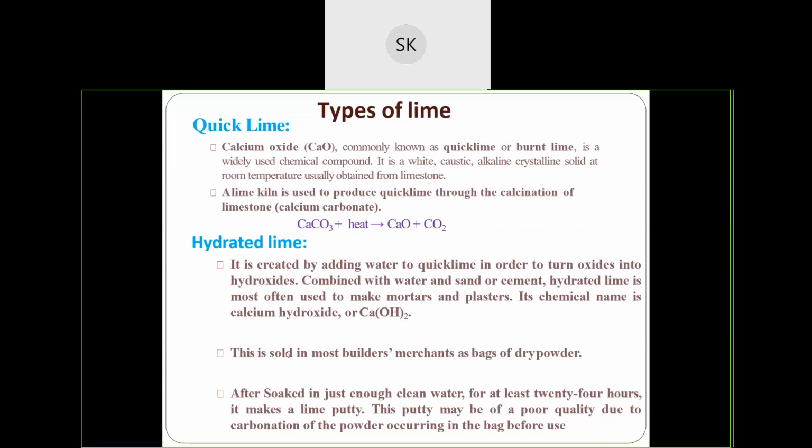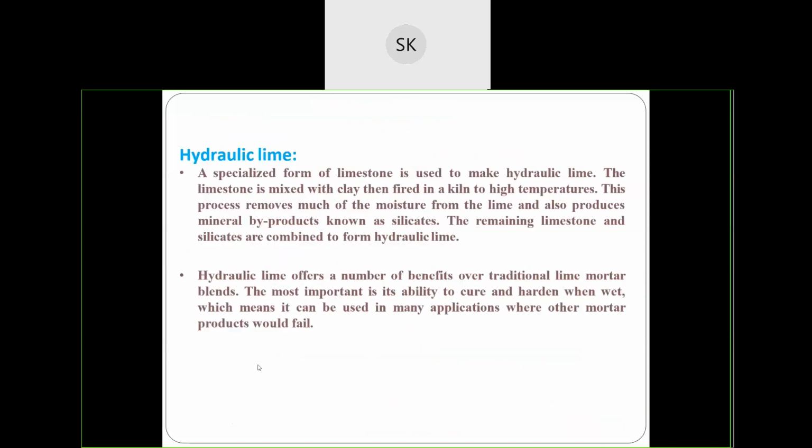This is sold in most builders merchants as bags of dry powder. After being soaked in just enough clean water for at least 24 hours, it makes a lime putty. So the putty you use is nothing but your hydrated lime. This putty may be of poor quality due to carbonation of the powder occurring in the bags before use.